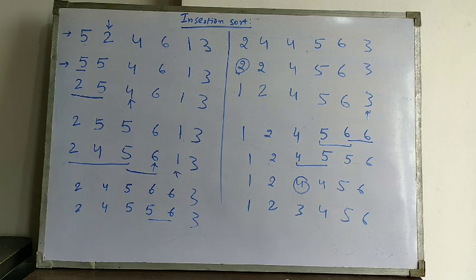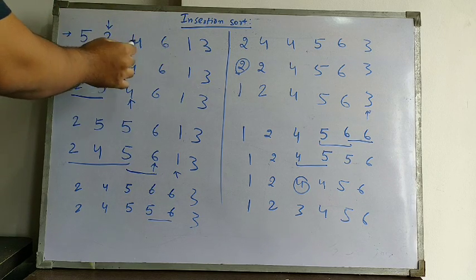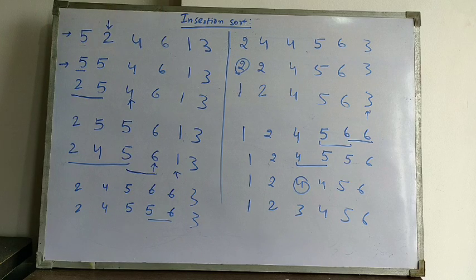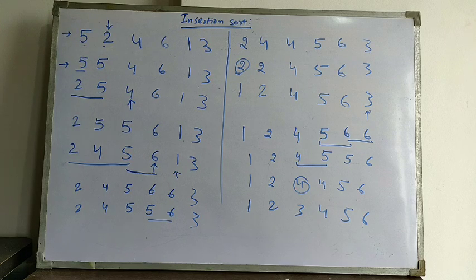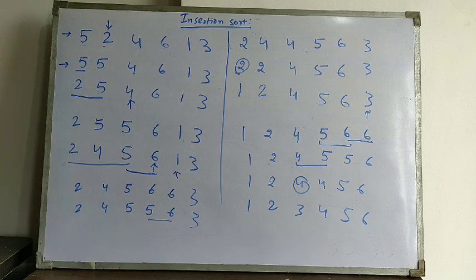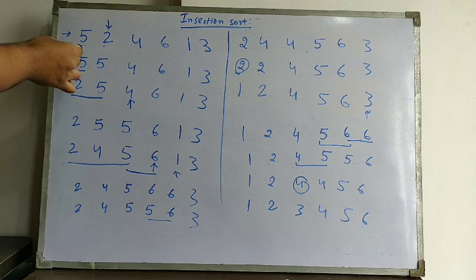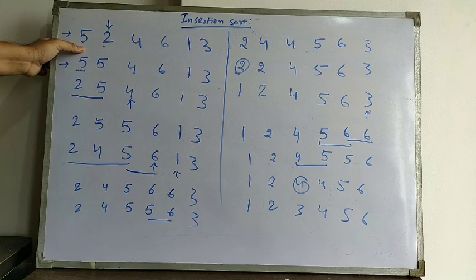Insertion sort has the concept of an already sorted array. So this is my unsorted array 5, 2, 4, 6, 1, 3 and I want to sort it in increasing order. I will start from the element number 2 and I will assume whatever is left of this element is already sorted. So I am assuming 5 is already sorted. This is an array of size 1 and I am assuming it is already sorted.